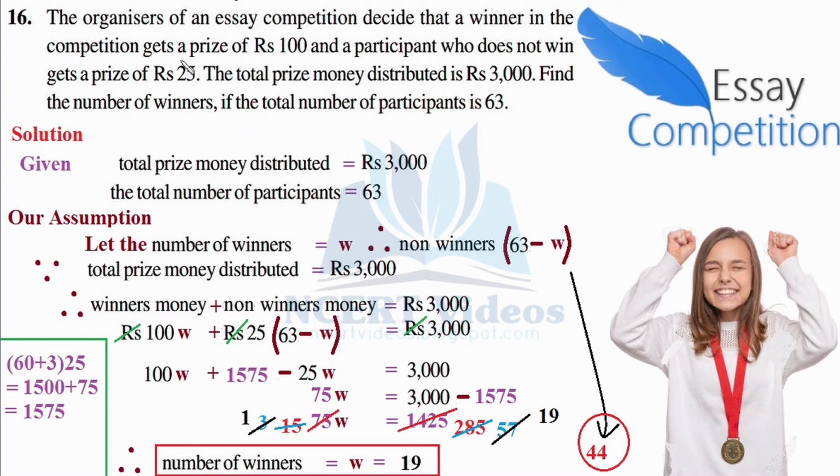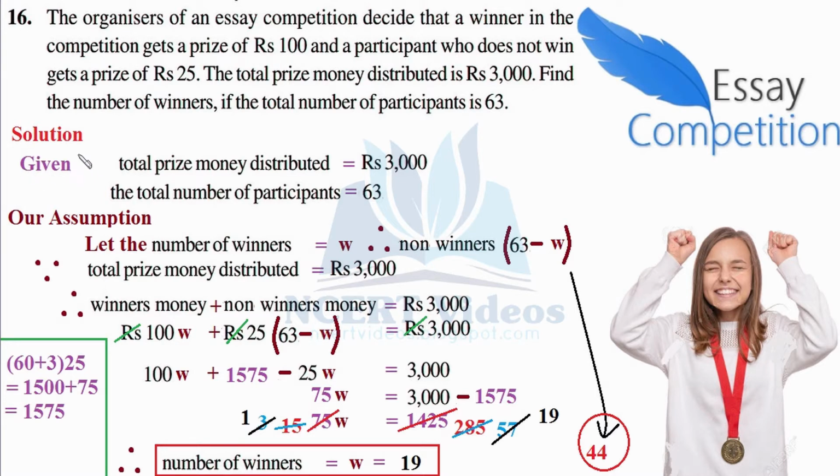First of all, let's try to understand the problem. An essay competition was organized and it was decided that a winner would get rupees 100 and non-winners would get rupees 25. When the competition was over, the total money distributed was rupees 3000 and the total number of participants was 63, and we have to find the number of winners. We are given three statements, and with this information, we will try to solve our question.